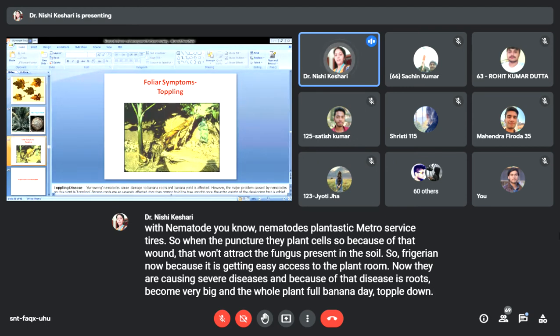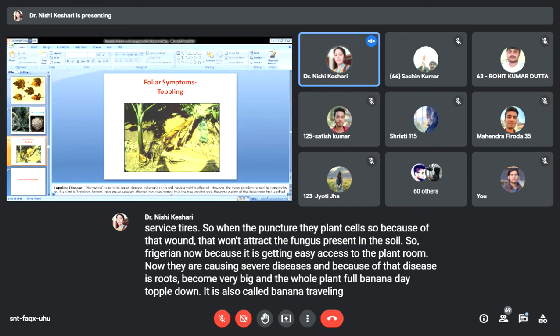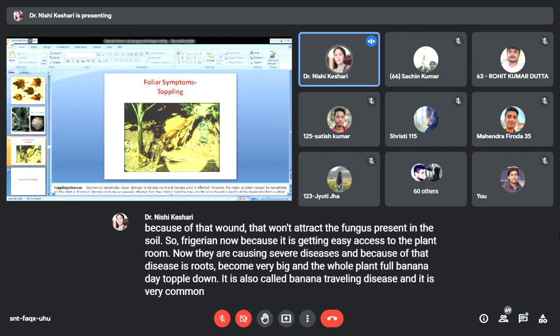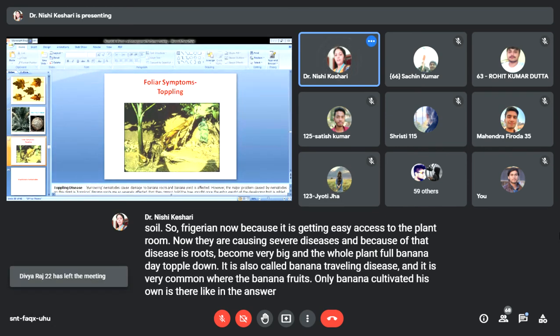It is also called banana toppling disease, and it is very common where banana is cultivated, like in Bihar, Purnia, Saharsa. Many plants are planted.